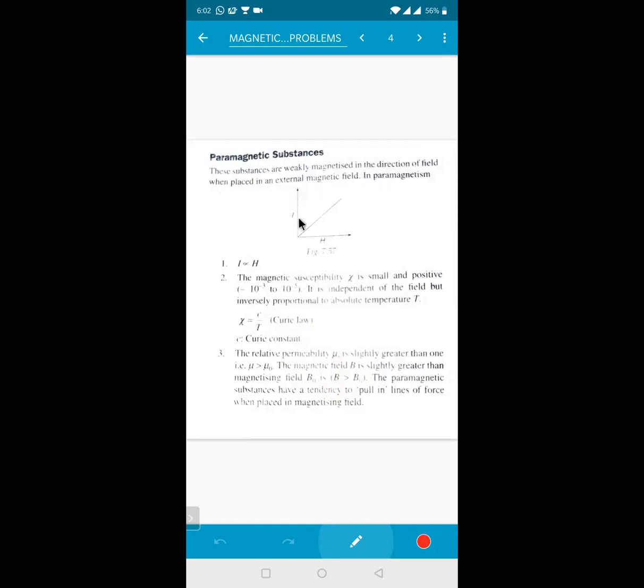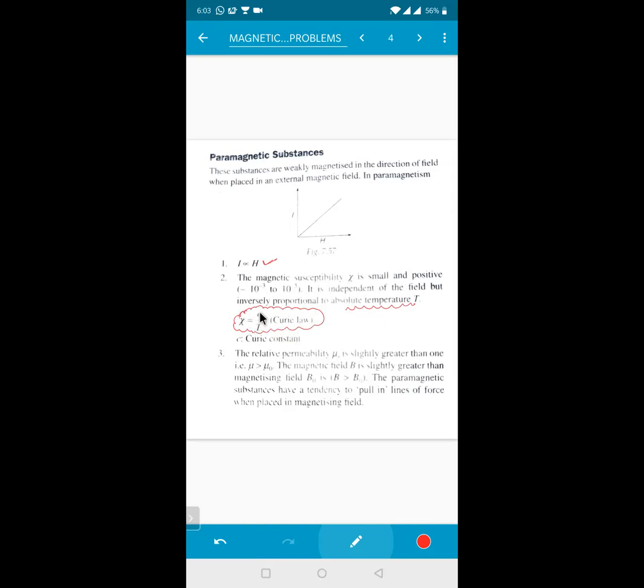If I draw the graph between I and H, again it will be a straight line. Here I is directly proportional to H, and this time it is positive. The magnetic susceptibility is small and positive, that is 10 to the power of minus 3 to 10 to the power of minus 1. It is independent of the field, but inversely proportional to absolute temperature. Very important formula: susceptibility is inversely proportional to absolute temperature, which is called Curie law.